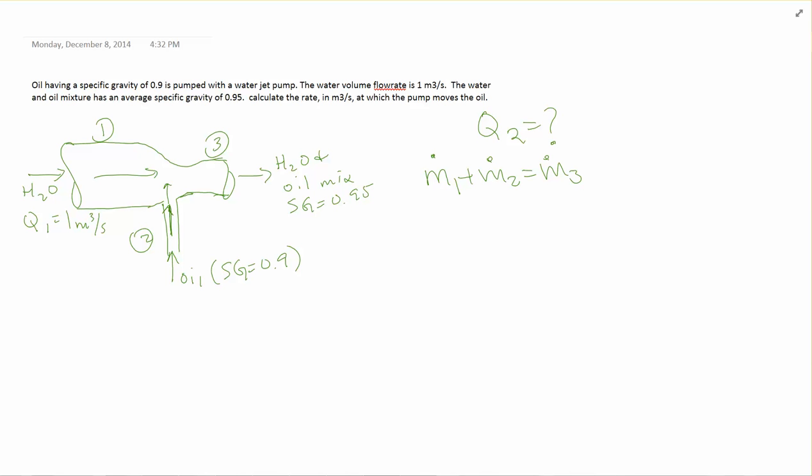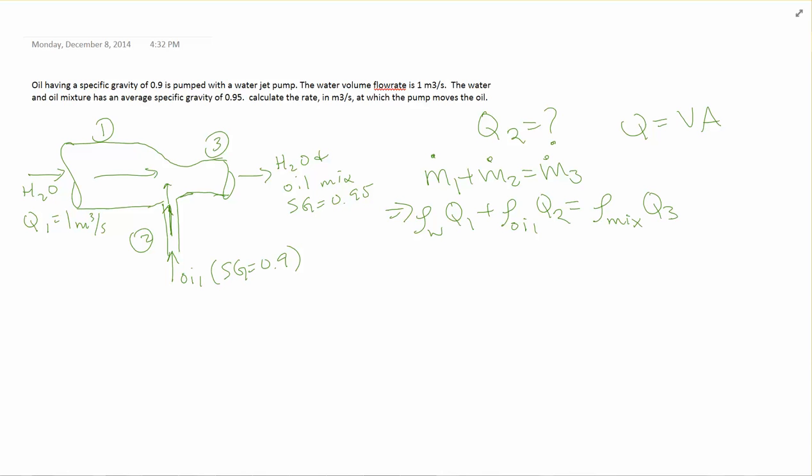Now we can rewrite that in terms of Q. That is rho of the water times Q1. Remember, Q is V times A, so velocity times area. So rho W times Q1 takes care of M1 dot. M2 dot is going to be rho of the oil times Q2. Q2 is what we're looking for. And that is equal to the density of the mixed fluid times Q3.